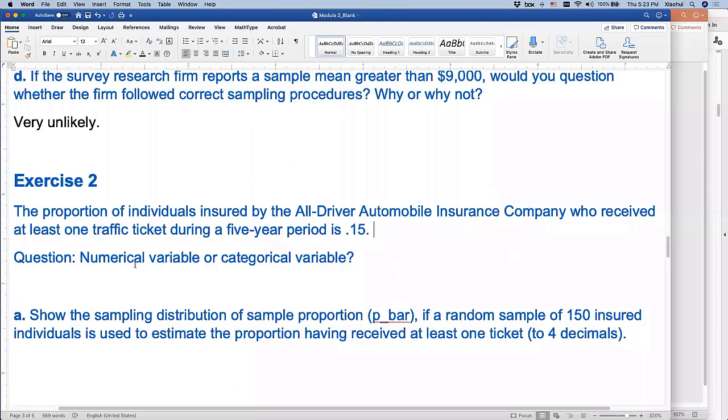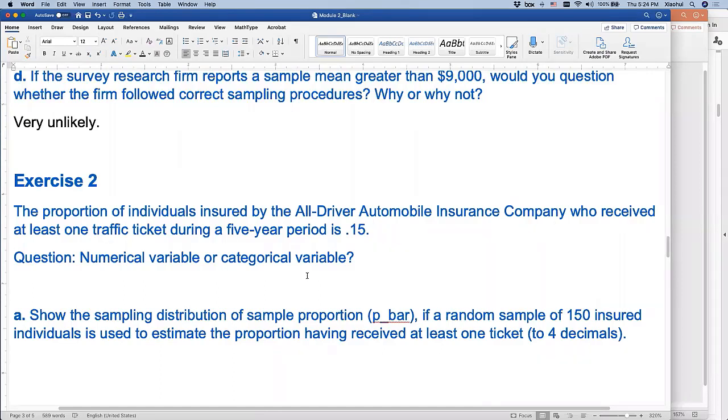If you voted for categorical variable, you have to tell me how you can classify your individuals into a yes versus no group. How would you do it? One ticket and up versus no tickets. Yes, right. Did you all hear what he said? At least 1 ticket versus no ticket at all. So 2 groups.